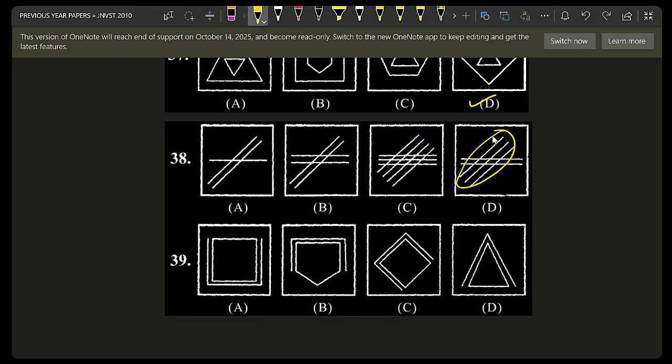Inclined lines are 3, horizontal lines are 2. 3 minus 1 is 2. But only in option B, they are different. Okay, option B is the odd one out.